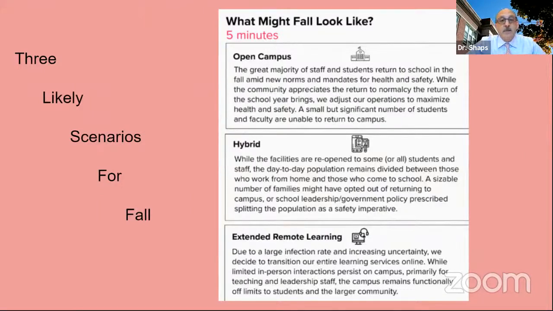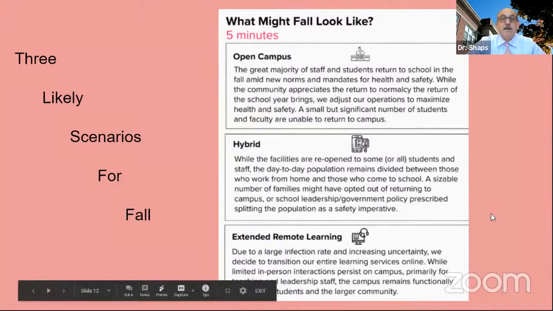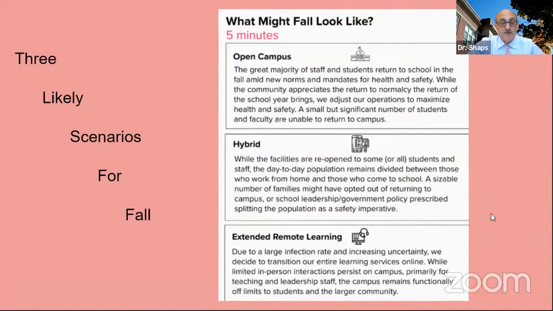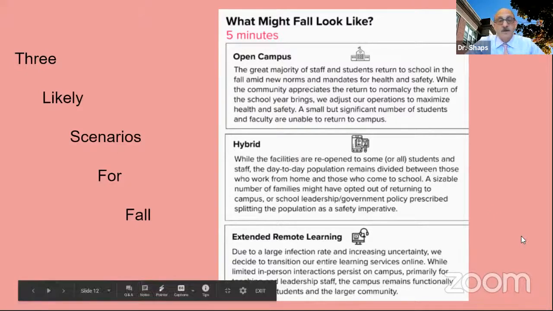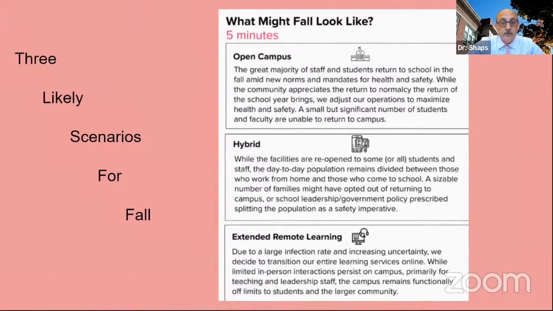We all agreed that there most likely will be 3 scenarios to plan for. The first is the hopeful prospect of an open campus where a majority of staff and students return to school in the fall with new norms around health and safety. Certainly, it is moving closer to what I would call normalcy, but we know that it will be under the umbrella of restrictions of social distancing, of limited programs and experiences that we certainly have to be mindful of. It isn't necessarily the return to regular school.